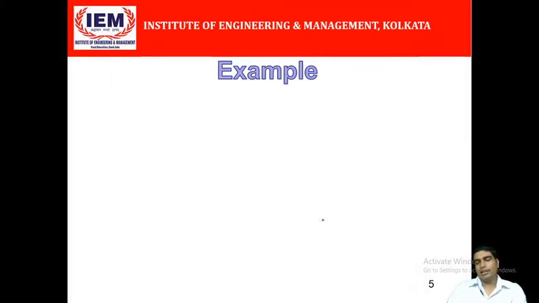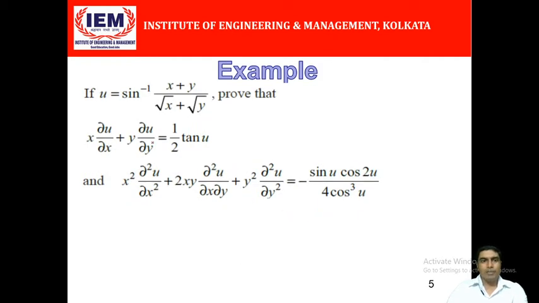For this, I will take this example. Suppose u is a function defined as sine inverse of x plus y over square root of x plus square root of y, and I have to prove two things. Number one: x del u del x plus y del u del y equals half tan u, and the second one: x square del 2u del x square plus 2xy del 2u del x del y plus y square del 2u del y square equals negative of sin u plus cos 2u divided by 4 cos cube u.